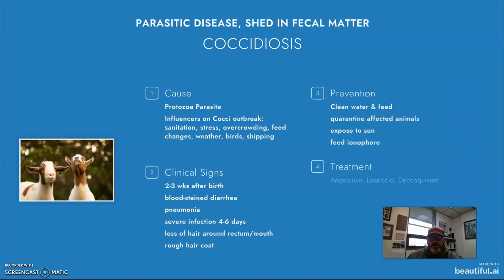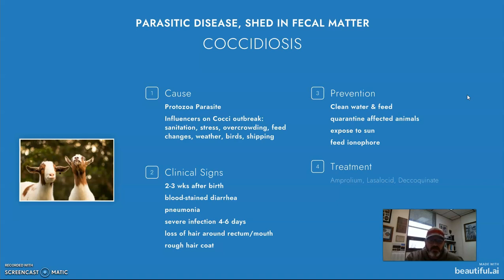Coccidiosis, again, makes its appearance. We talked about this one in calves, but it's also common in sheep and goats. And again, it's the lower gastrointestinal protozoa parasite that's going to cause this coccidiosis outbreak. Again, oftentimes associated with stress or overcrowding. That parasite lives there normally. And in low population conditions, it won't cause any trouble in young lambs or young goats.